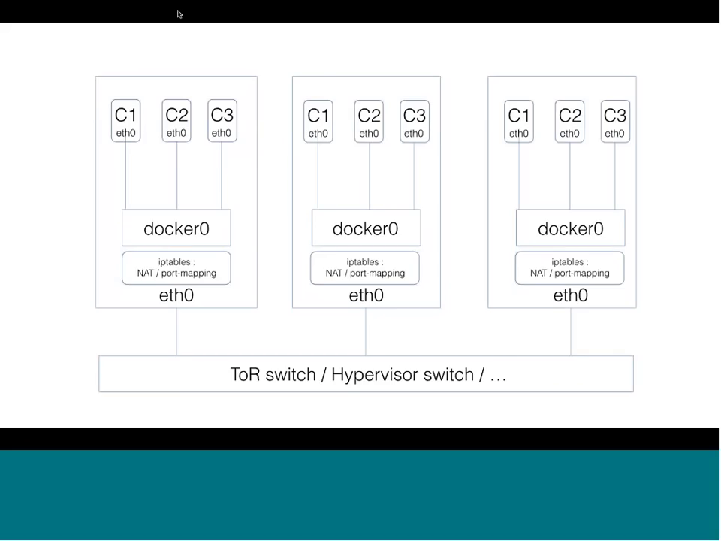So if container one from host one wants to reach container one in host two, the only way they can communicate is via the NATed IP address of host one with port mapping rules. This was done using the Docker 0 bridge way back from Docker 1.0 onwards. And we continue to support this using the CNM concept, exactly the same way Docker supported it from 1.0 onwards.